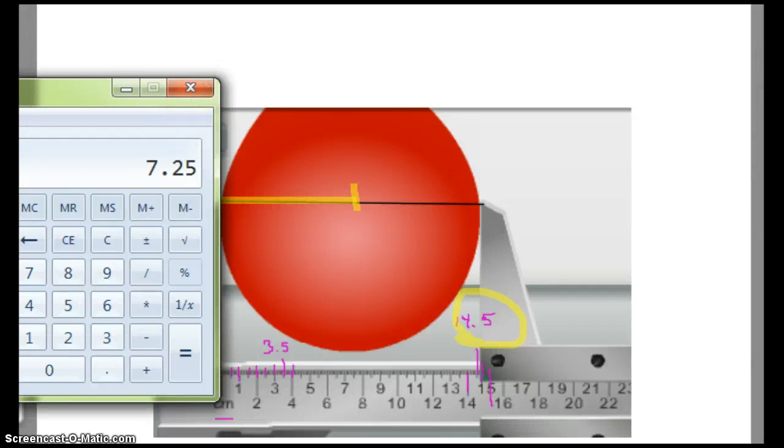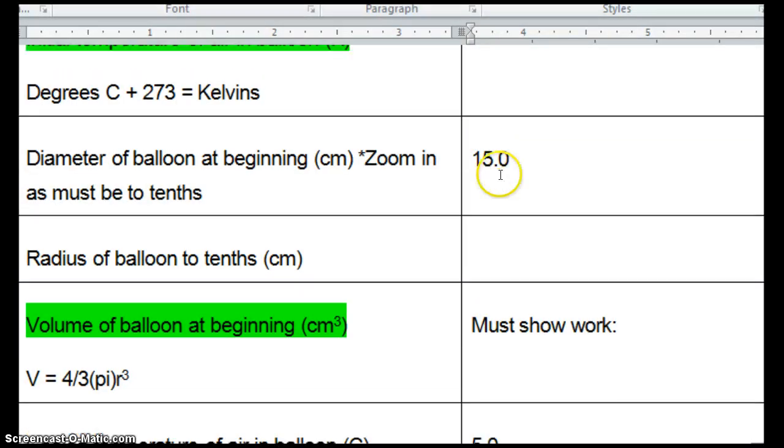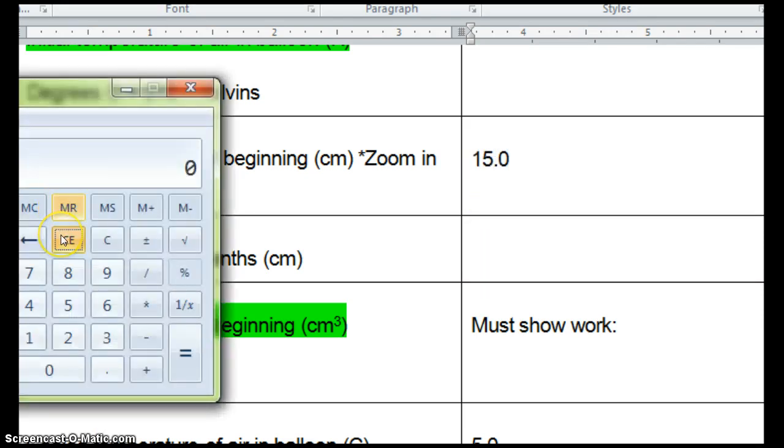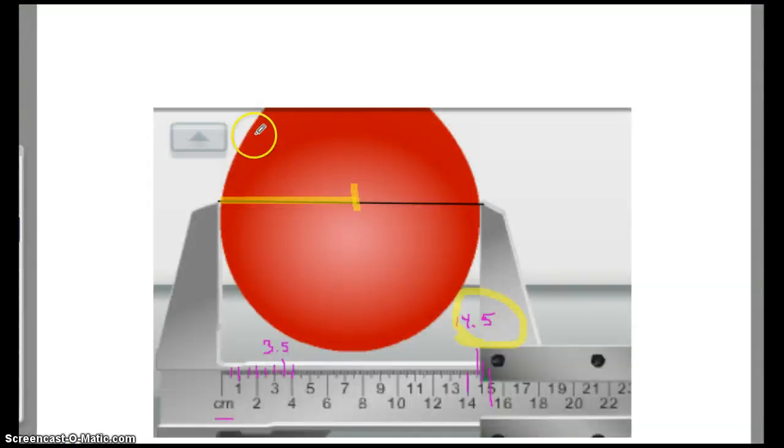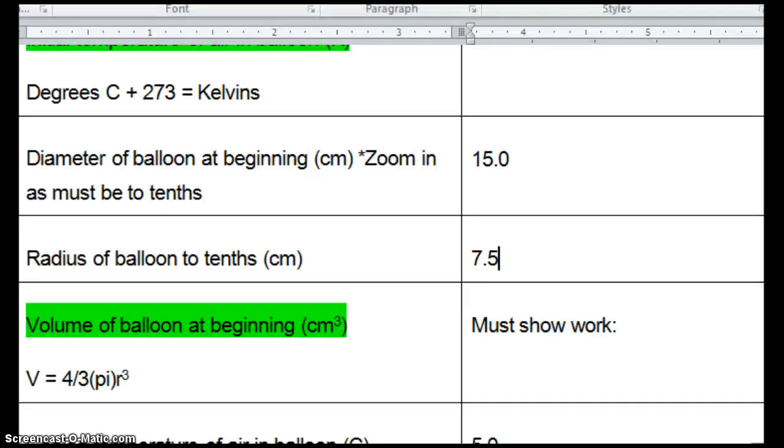All right, so let's go ahead and look at what we need. Our diameter of the balloon was 15. So what would the radius be? 15 divided by 2 is 7.5 centimeters. And the reason we have to do that is because we're going to find the volume. We're going to find out how much space the entire balloon took up. And to do that, we have to use this equation. Volume equals 4/3 times pi times the radius cubed.